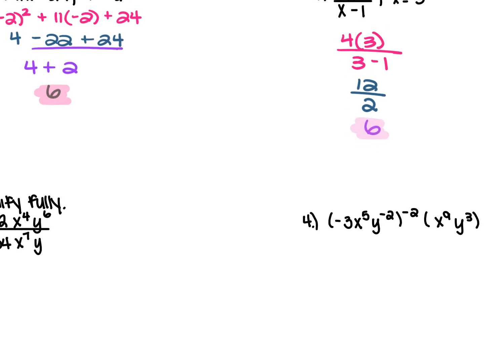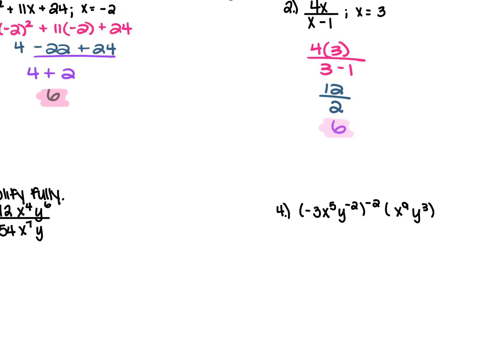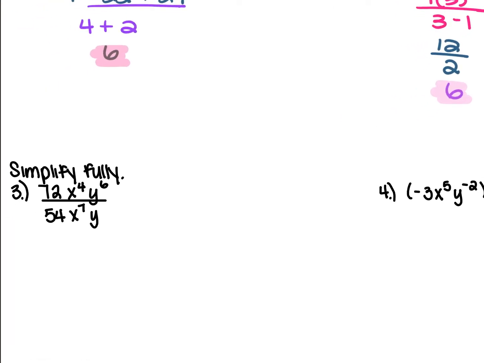For number 3, we are simplifying 72x to the 4th power y to the 6th power over 54x to the 7th power y. Now, the 72 and the 54 do simplify because they are both divisible by 9. So 9 goes into 72 8 times. 9 goes into 54 6 times. The 8 and the 6 are both even numbers, so they continue to simplify. 8 turns into 4, 6 turns into 3. So that's going to give us 4 over 3.